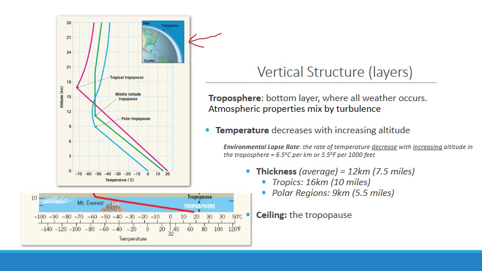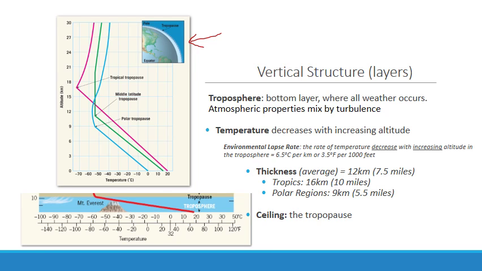moist, where there's a lot of water vapor. We can see the atmosphere get to thicknesses of 16 kilometers. So the tropics, very thick troposphere. In polar regions, it's a lot smaller. So the thickness in those areas, here's the polar tropopause, might be 9 kilometers, or about 5.5 miles, or even less.